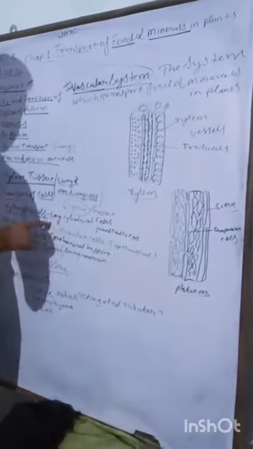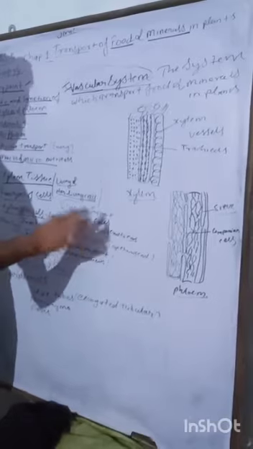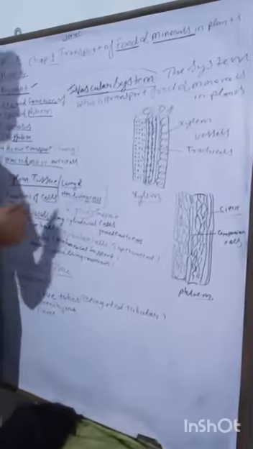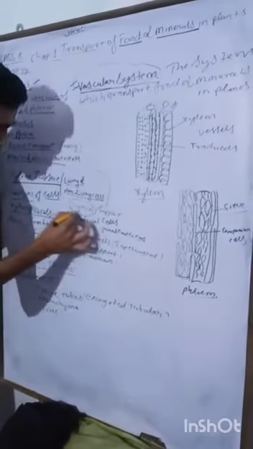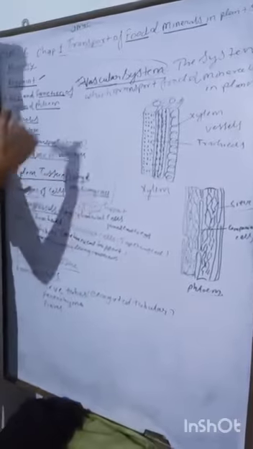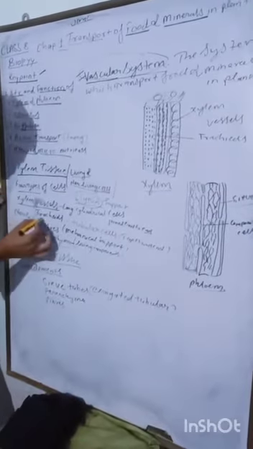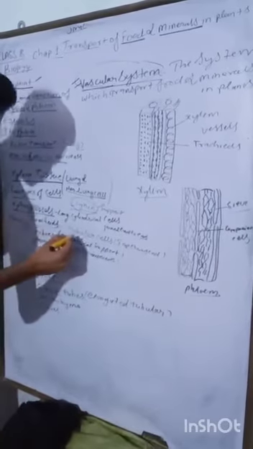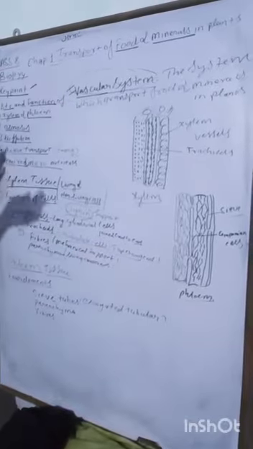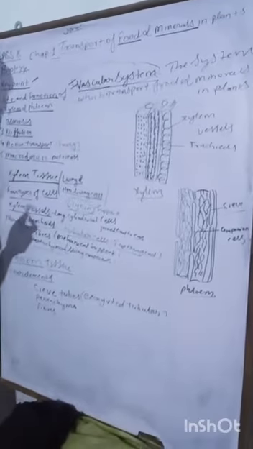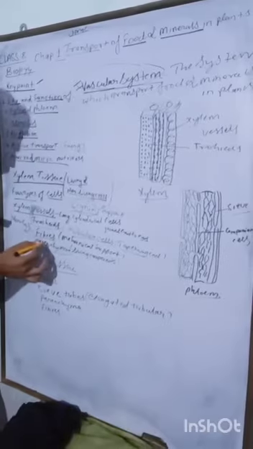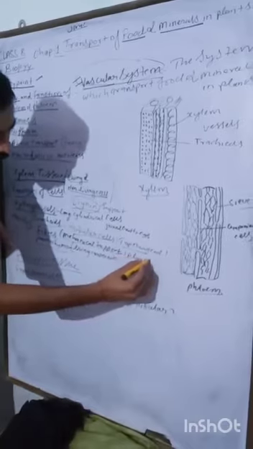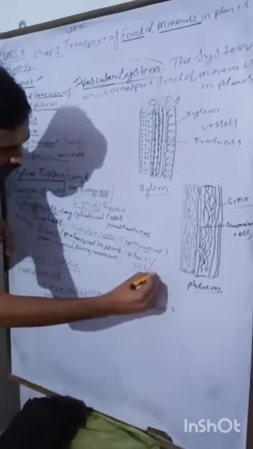Xylem vessels are long cylindrical cells joined end to end to form long tubes, and they contain lignin. Lignin is a special type of substance that helps to support the plant cells. And second is tracheids. Tracheids are tubular cells with tapering ends, tapered at the end to form a long shape. And xylem fibers provide mechanical support to the tissue of plants.